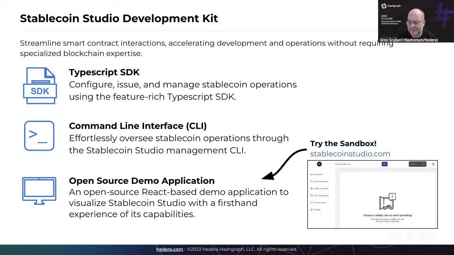The application itself is not meant to be taken into production, but it can certainly be used as a reference implementation for somebody wanting to integrate the SDK into existing user interface capabilities. And if you want to try it out without installing any software, except for a wallet on our testnet, then you can head to stablecoinstudio.com. This is where the application is hosted for you to try and issue your stablecoin very, very quickly.